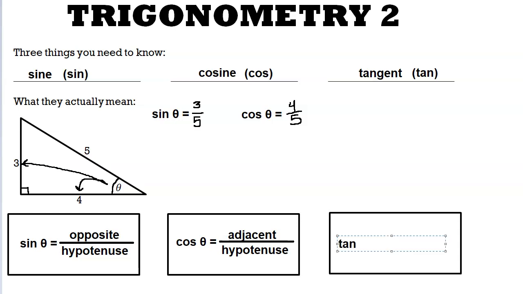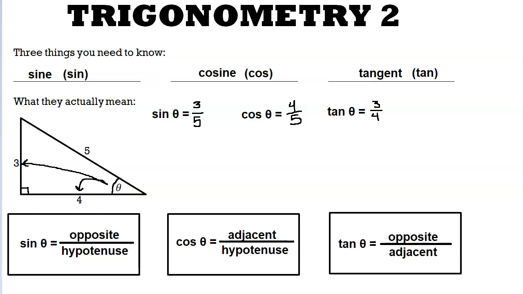Then last but not least, there is the tangent ratio. The tangent of an angle is the ratio of the opposite side to the adjacent side. So in the example that we have here, the tangent is equal to the opposite side, which is 3, and the adjacent side, which is 4. Okay.